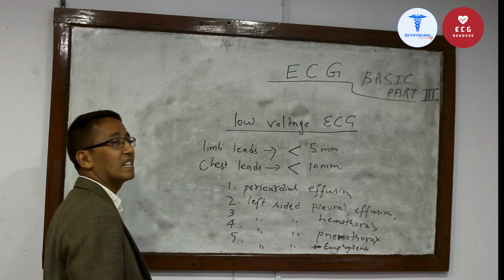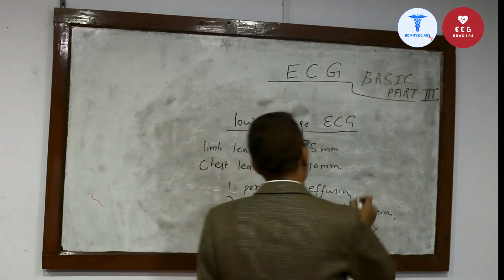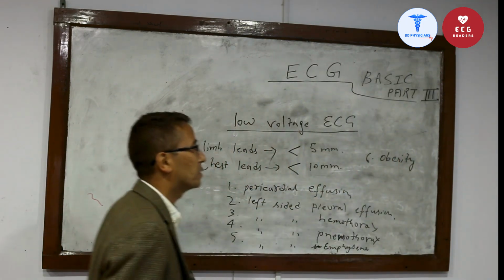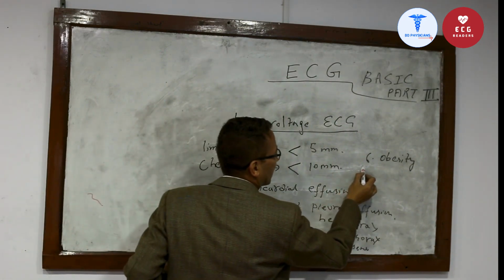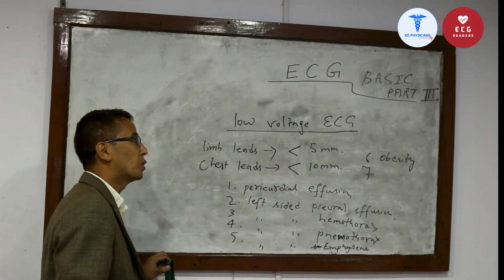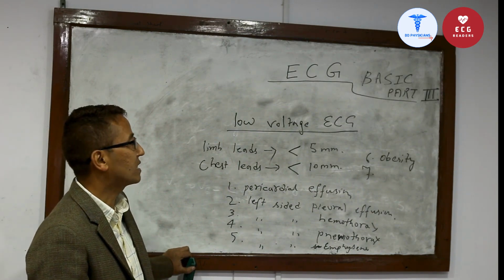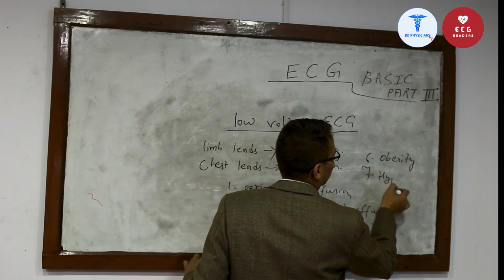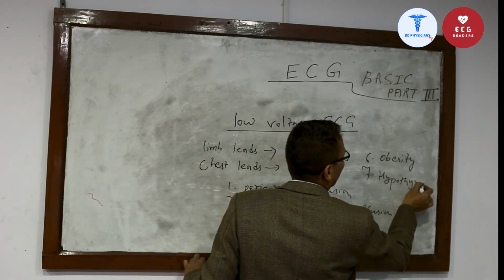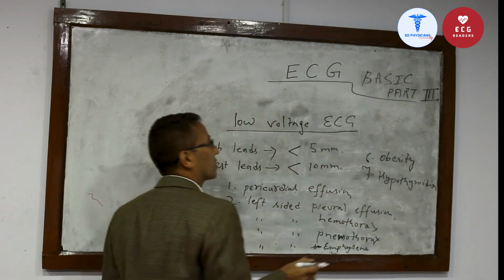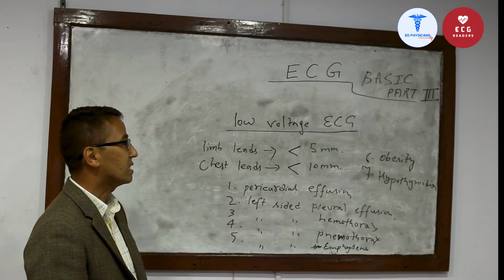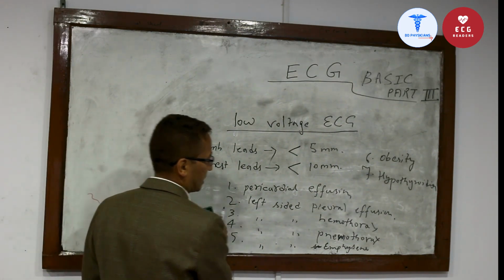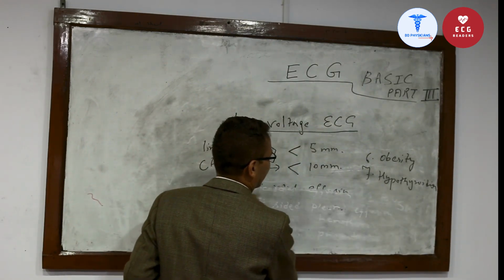Simple obesity, or generalized obesity, can interfere with the activities. In hypothyroidism, there is myxomatous tissue, mucopolysaccharide deposition in the subcutaneous space. Those also can interfere with the transmission of electrical activity. So these are the causes of low voltage ECG, that is less than 5 mm in the limb leads and less than 10 mm in the chest leads. These are called low voltage ECG.